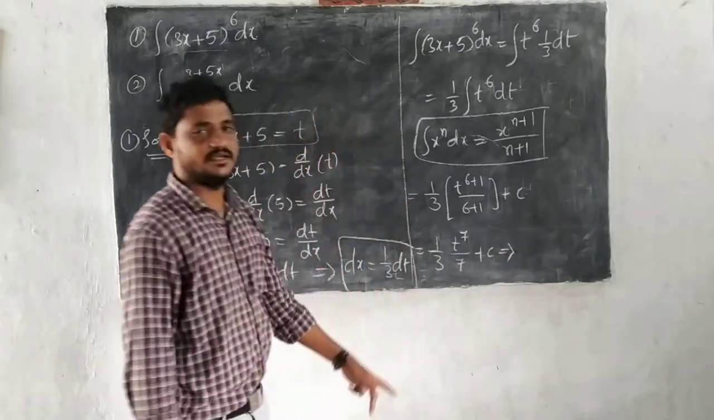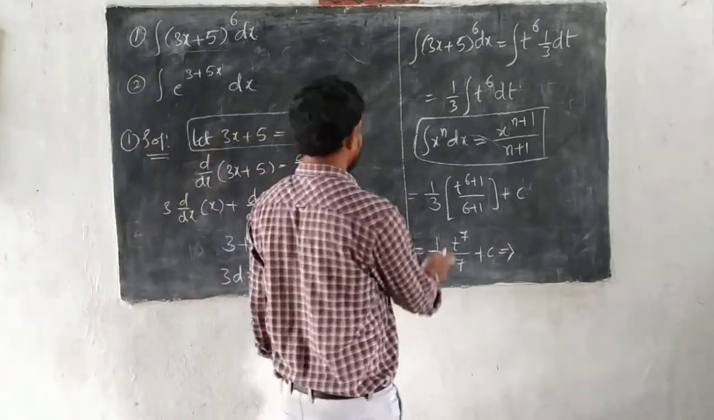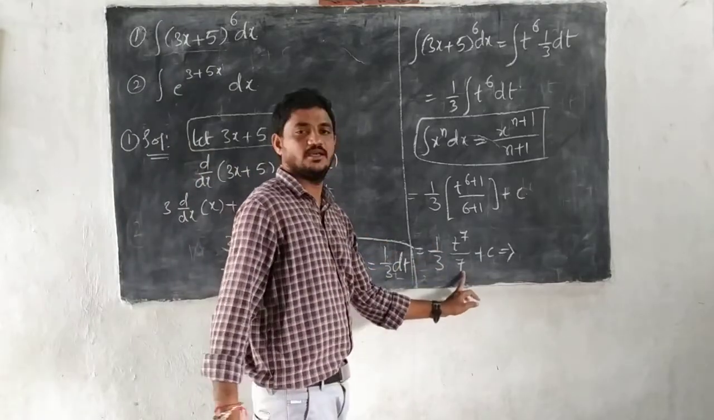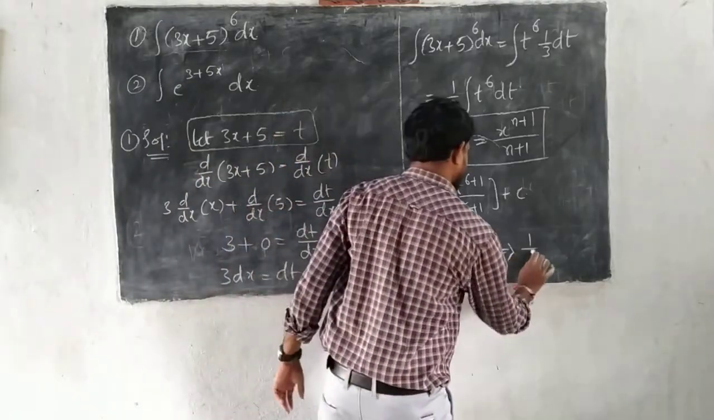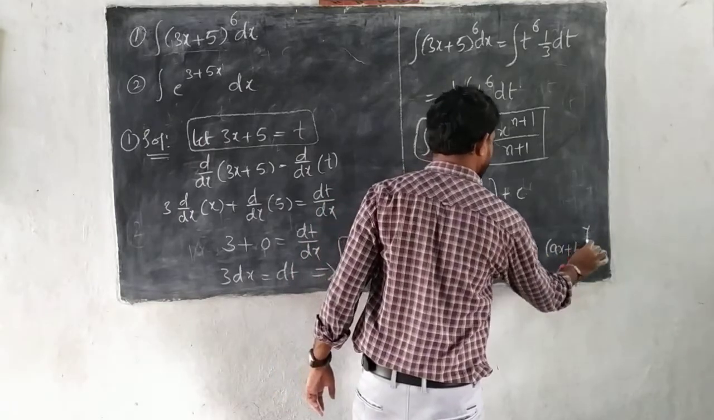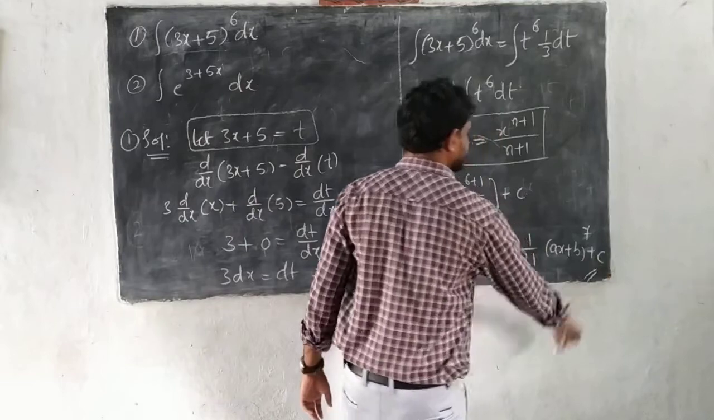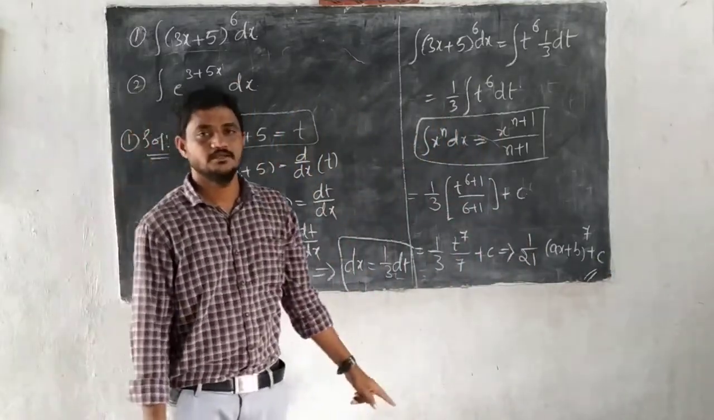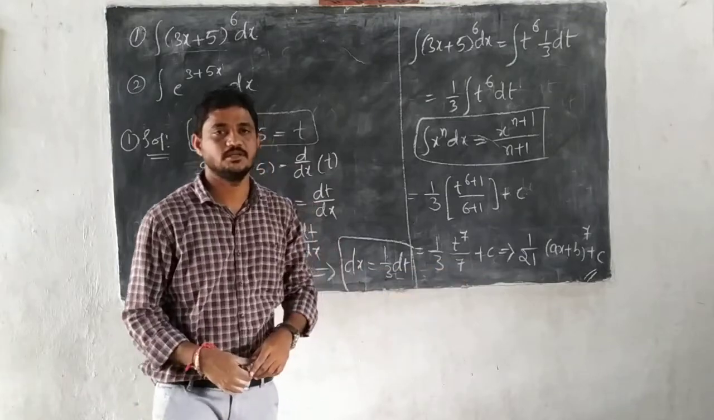Then write the t value. What is t here? 3x plus 5. Here 1 by 3, here 1 by 7. So 1 by 21 into (3x plus 5) to the power of 7 plus c. So that is the integral of the given function, by using the substitution method.